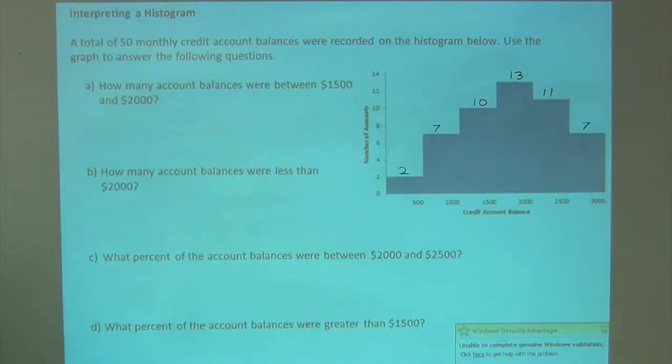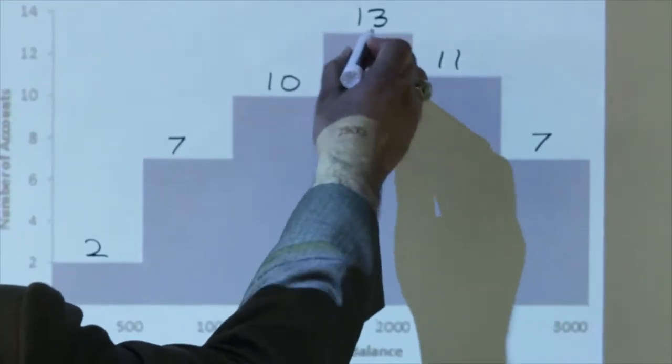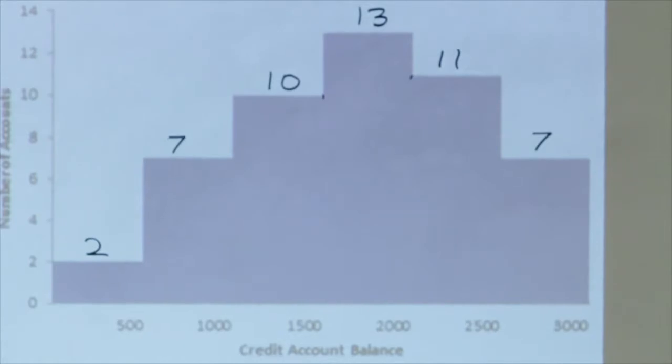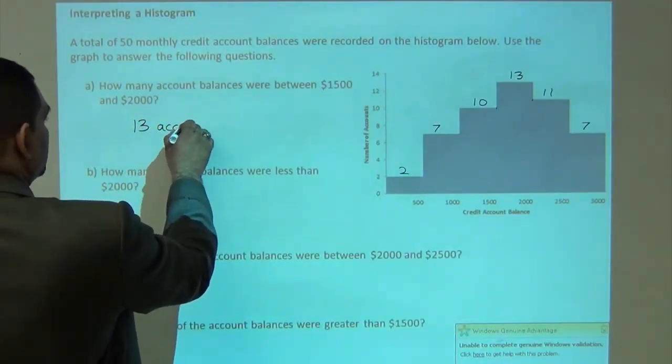The first question: how many account balances were between 1,500 and 2,000? So let's go back to the histogram. Between 1,500 and 2,000, we have 13 accounts. So we have 13 account balances.